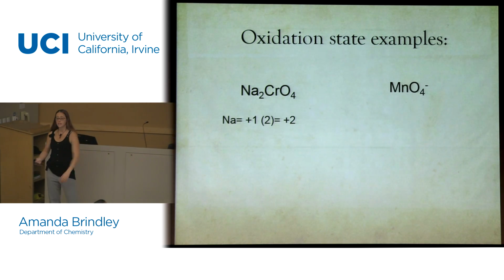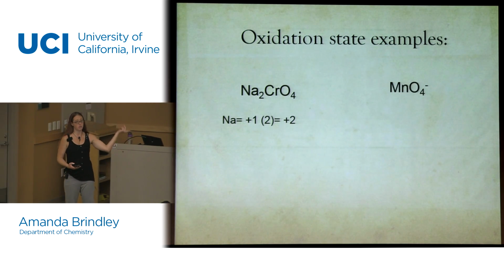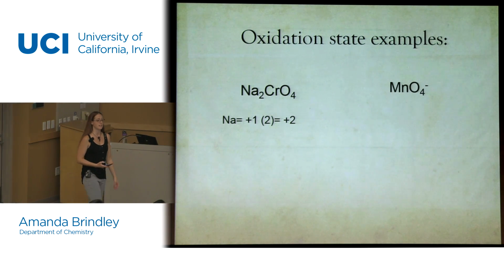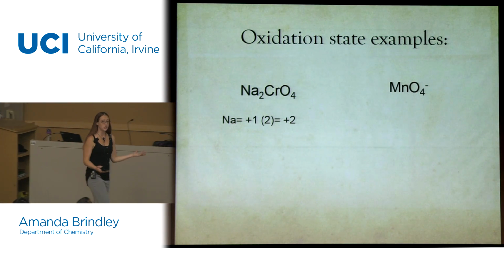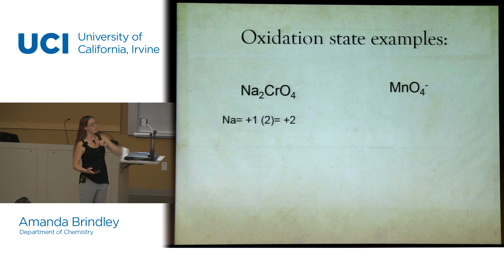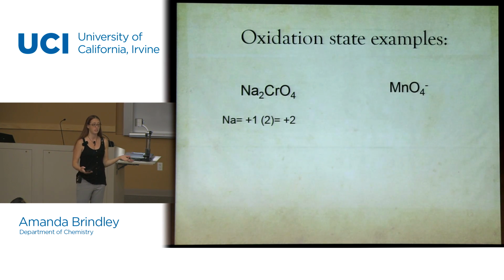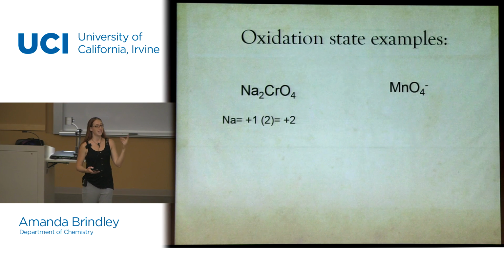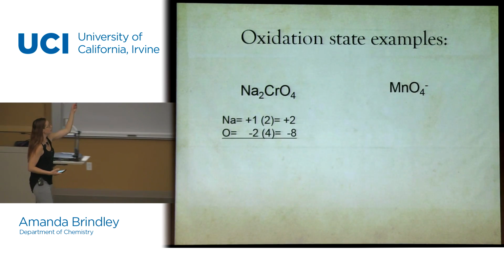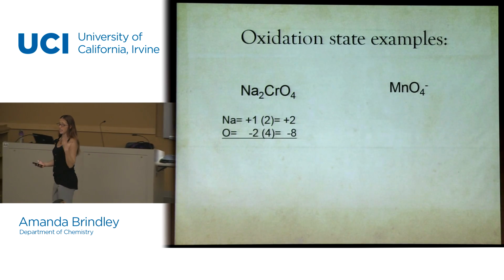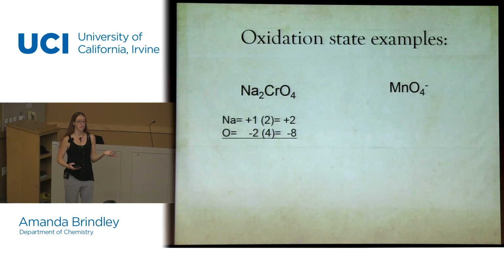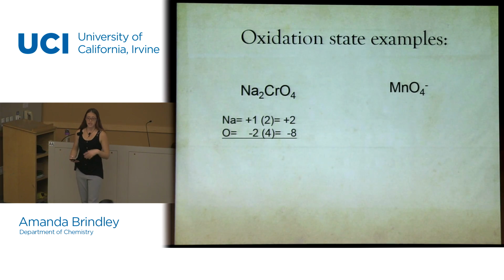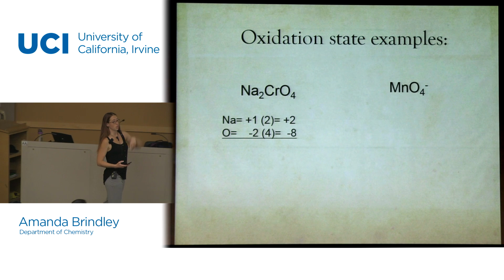Now, we don't necessarily know chromium. Chromium has a few different oxidation states, so we can't do that one right away. But we know oxygen, right? What does oxygen like to have? There's a few exceptions, but almost always, what is oxygen? -2. So now we know oxygen, and we can say, okay, the oxidation state on oxygen is -2. There are 4 of them, which means that we are up to a -8 charge there.